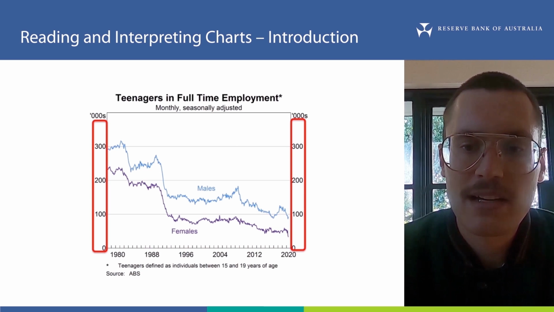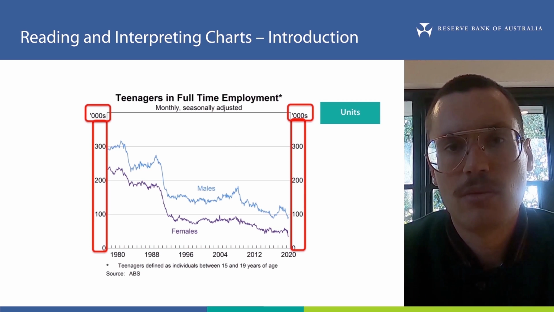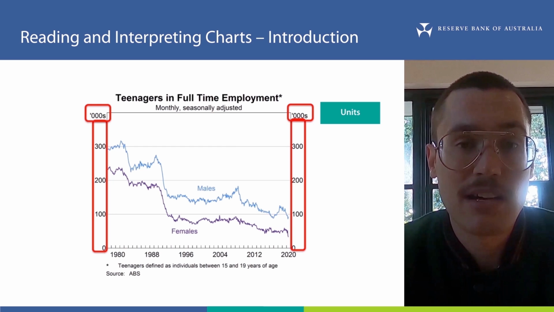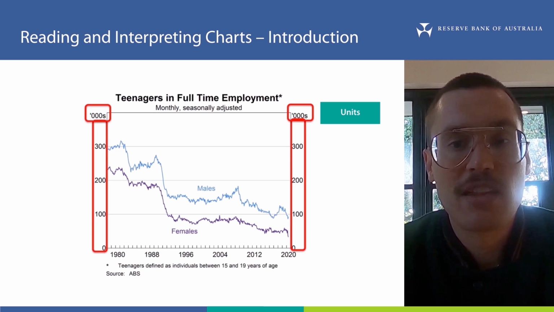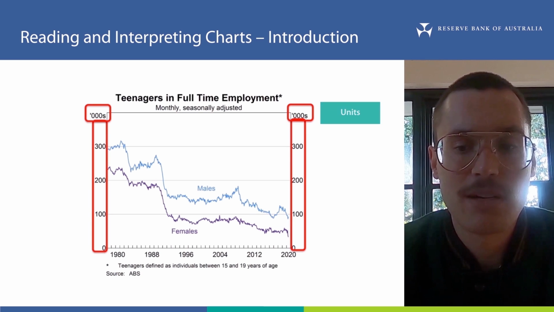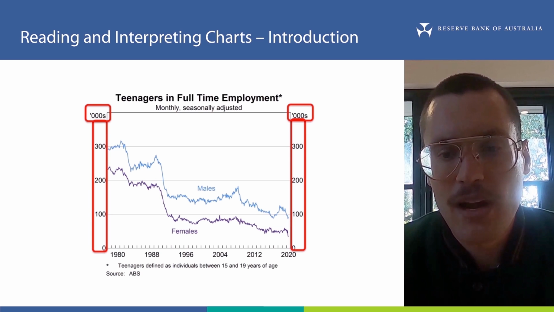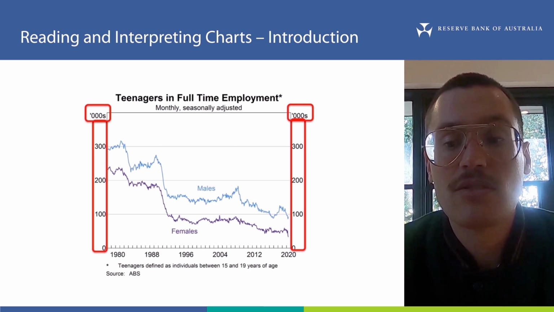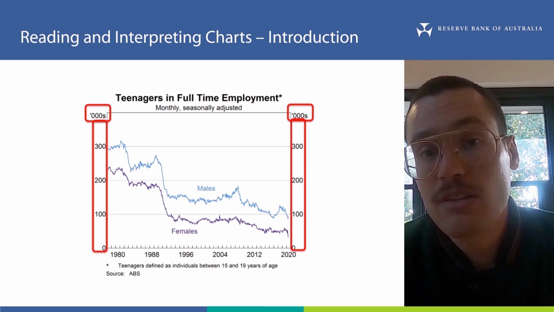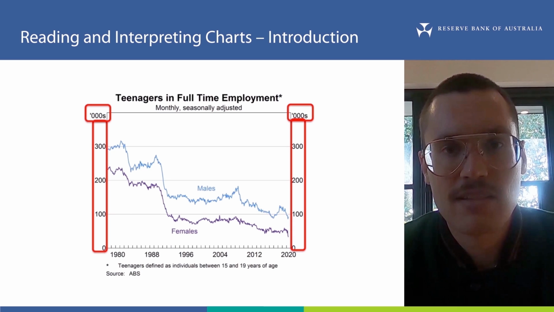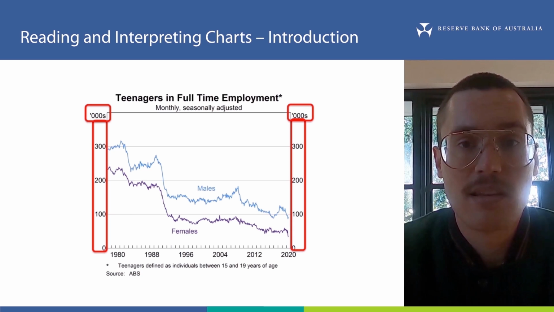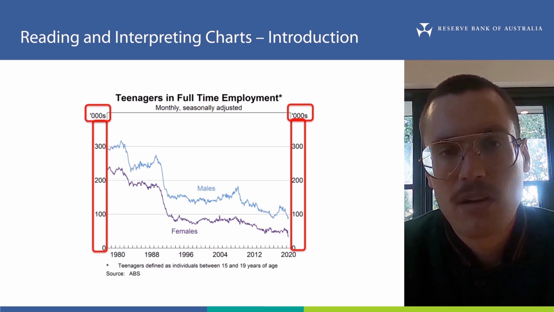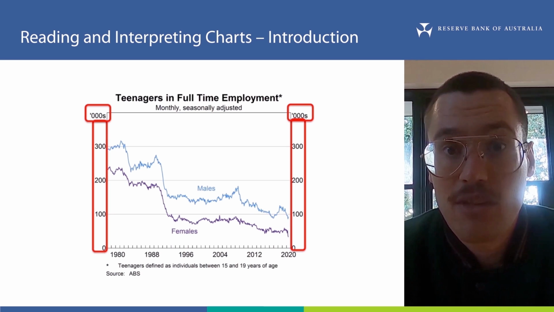At the top of the y-axis, the units of the data are shown, which helps us to figure out how our data is represented. The units on this chart are thousands, which means we're looking at thousands of teenagers employed full-time. The scale of the y-axis refers to the range of values that it covers. The scale here is between 0 and 400,000. The increments of the y-axis are the amounts that the scale increases by. On our chart here, the increment is 100,000.